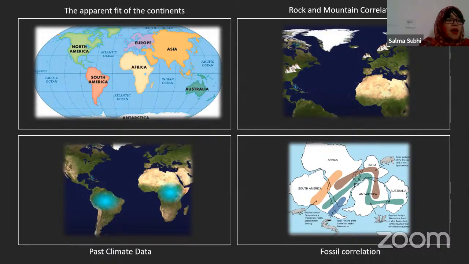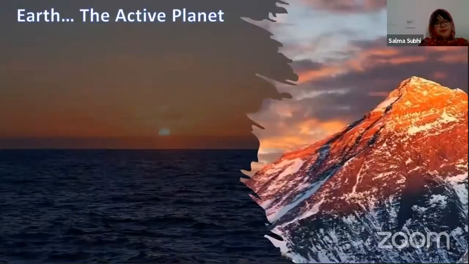The theory was initially not accepted. They didn't believe him, maybe a few people, okay? However, within a few decades, that was all to change. And it paved the way for another theory called plate tectonics, that scientists have now accepted to explain how the Earth's continents move. The Earth, our active planet.